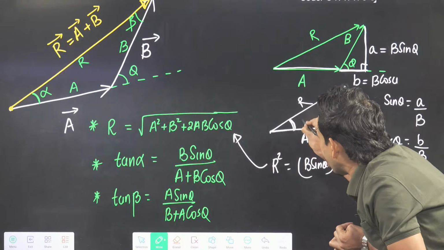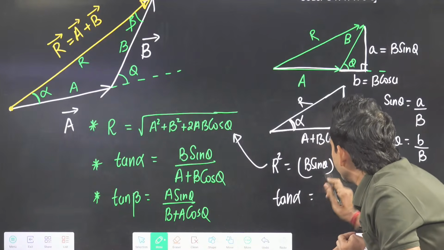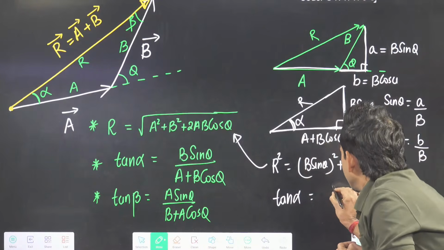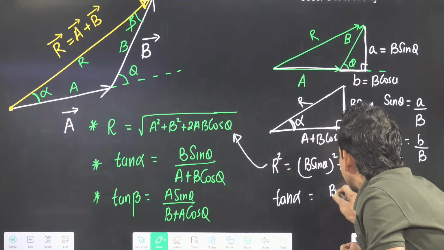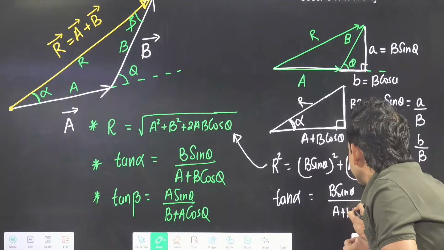Similarly, you can find this alpha also. Now tan alpha you can find very easily. Tan alpha will come opposite by adjacent. This is what I have written: B sin theta by adjacent, which will become A plus B cos theta.